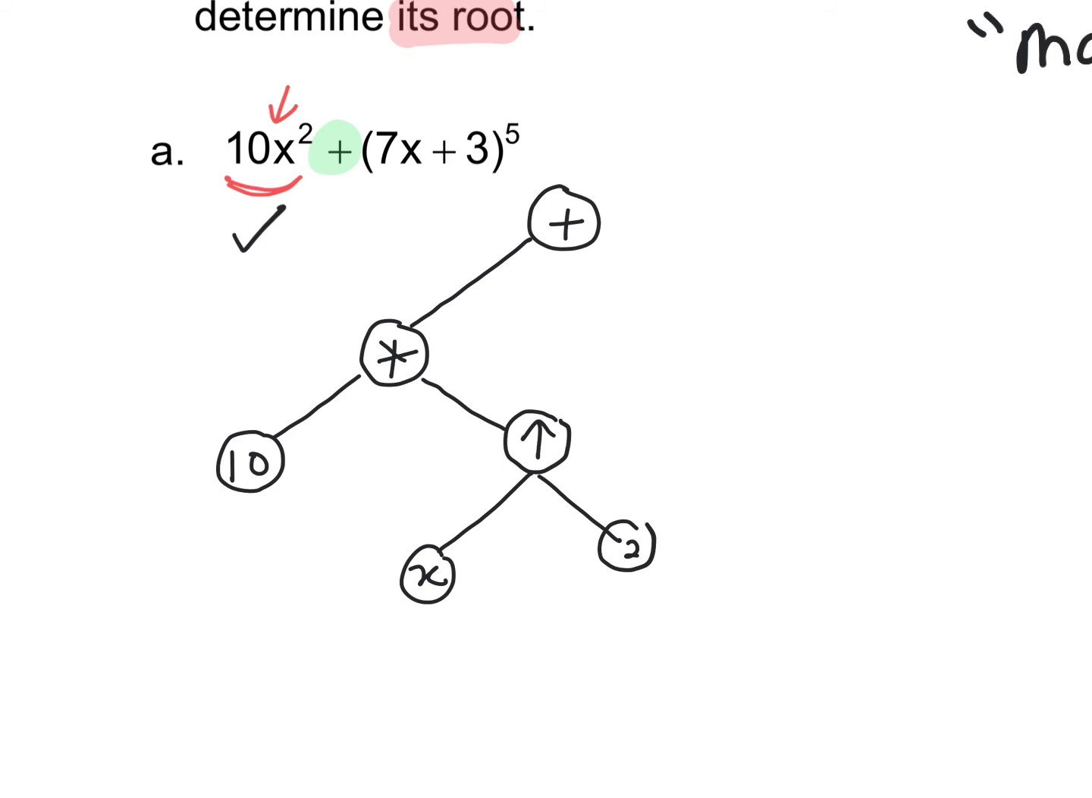So now it turns to this part, 7x plus 3 to the power of 5. So the main operator for this right hand side is this index. So we will get this as index notation. Apart from that, the second thing to consider is addition. So here we will get plus, and with 7 times x.